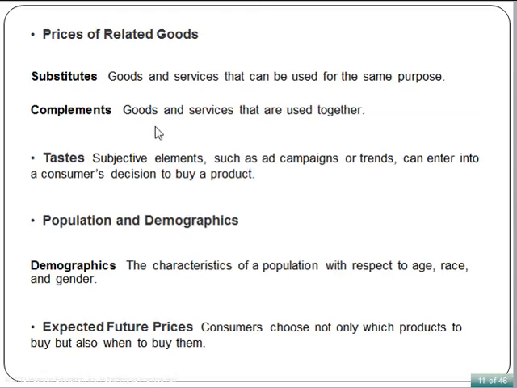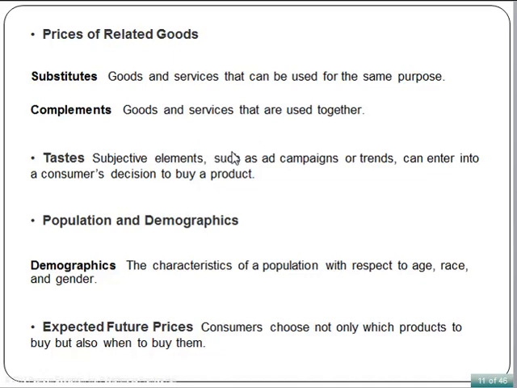The prices of related goods can also affect consumers' demand for a product. There are two kinds of related goods: substitutes and complements. Substitutes are goods and services that can be used for the same purpose, such as Coke and Pepsi. If the price of a substitute good goes up, consumers buy less of the substitute and more of this good, so demand will increase. Complementary goods are goods and services that are used together, such as a hot dog and hot dog buns. If the price of a complementary good goes up, consumers will buy less of the complementary good and less of these goods.